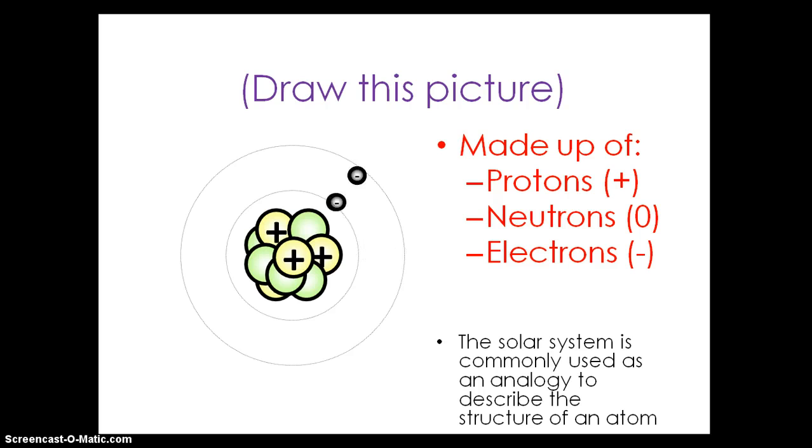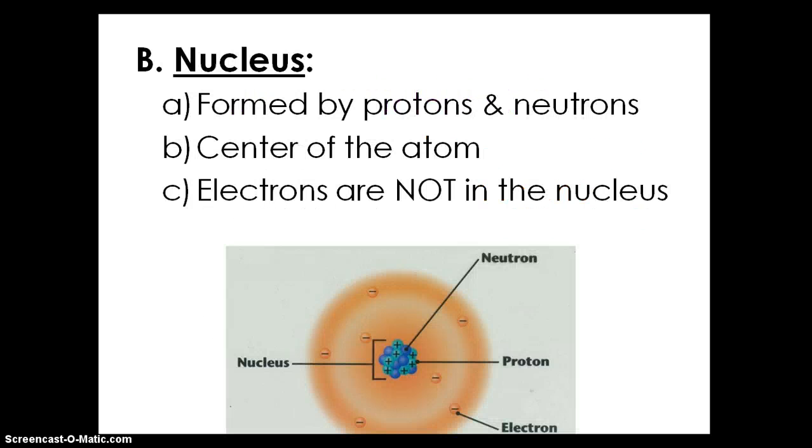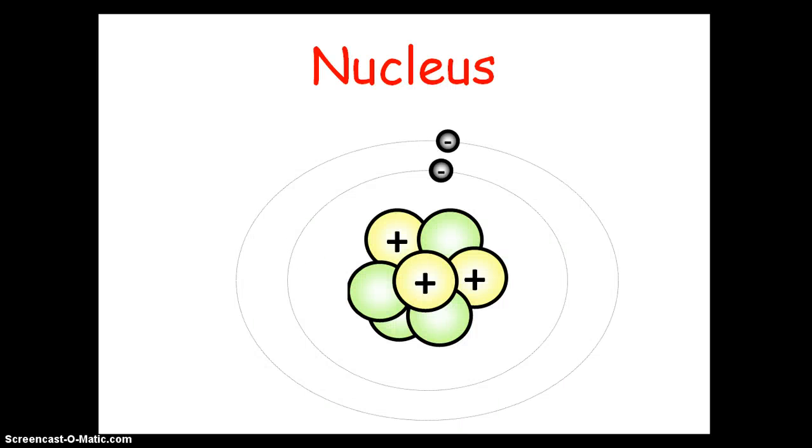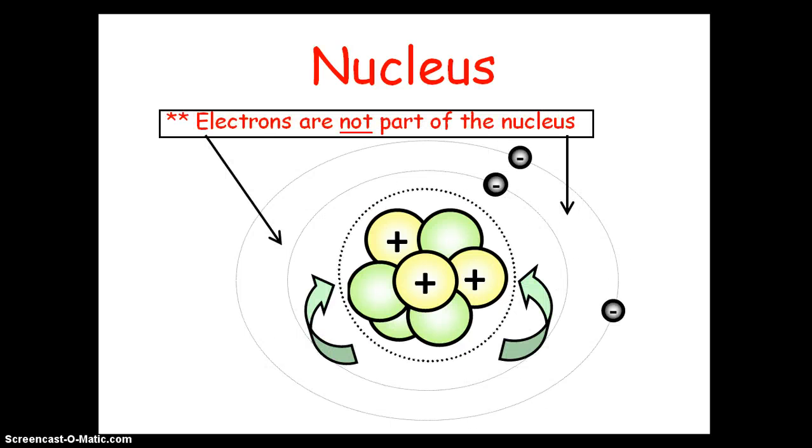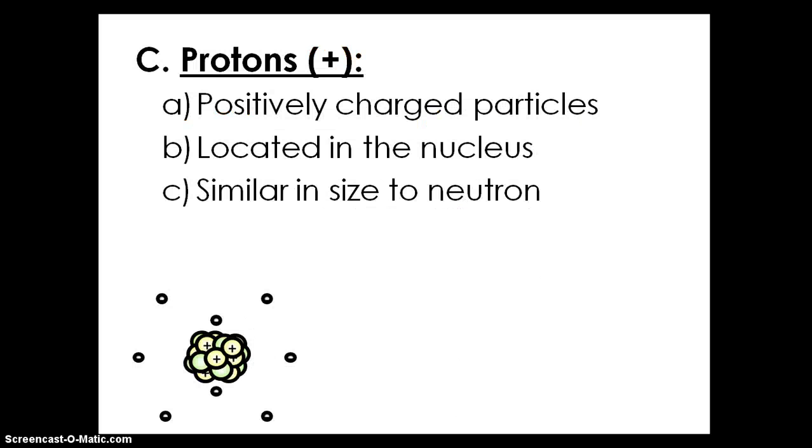The solar system is commonly used as an analogy to describe the structure of an atom. So kind of like the sun and all the planets around it. You would write down notes about the nucleus, which is the very middle, and where the neutrons and protons are. And the nucleus is the main part in the very center. If you notice, the electrons are not part of the nucleus, which is very important to remember.